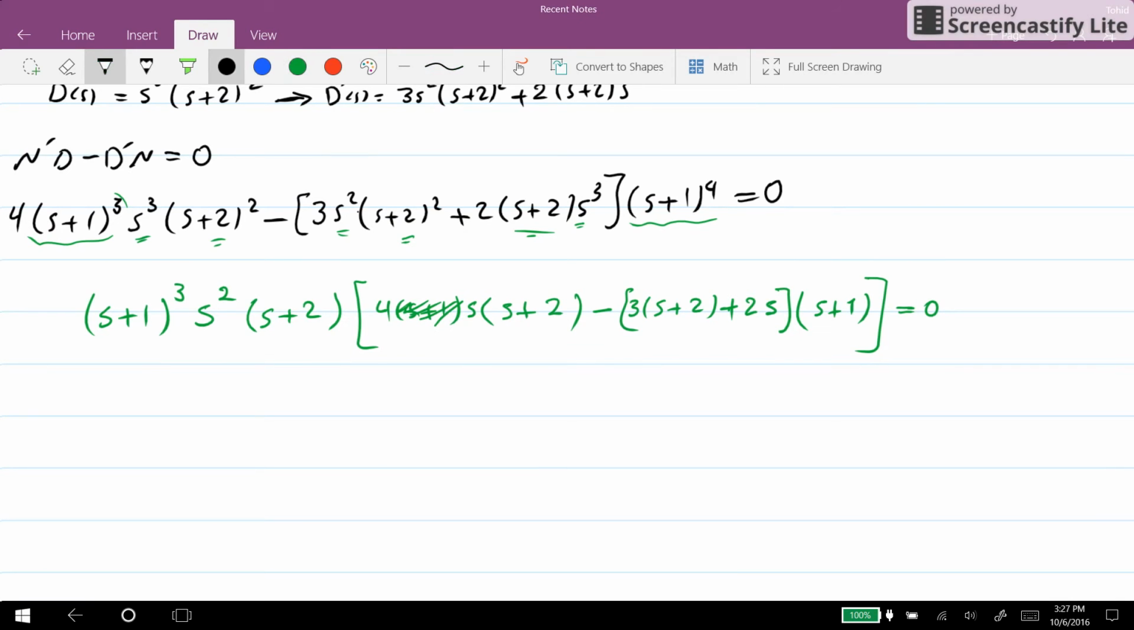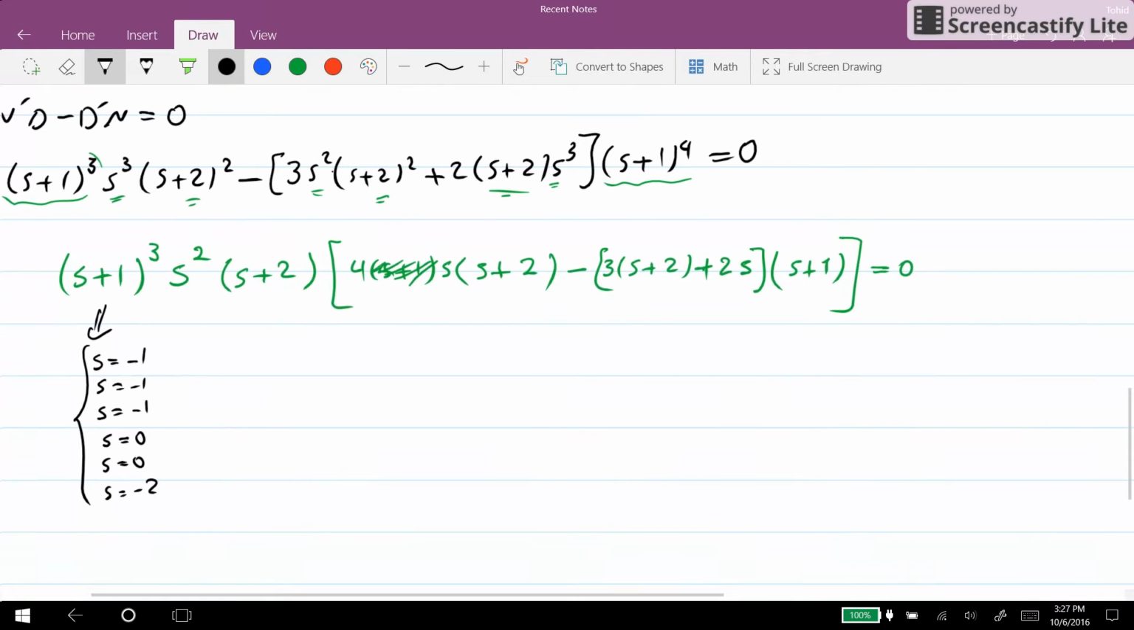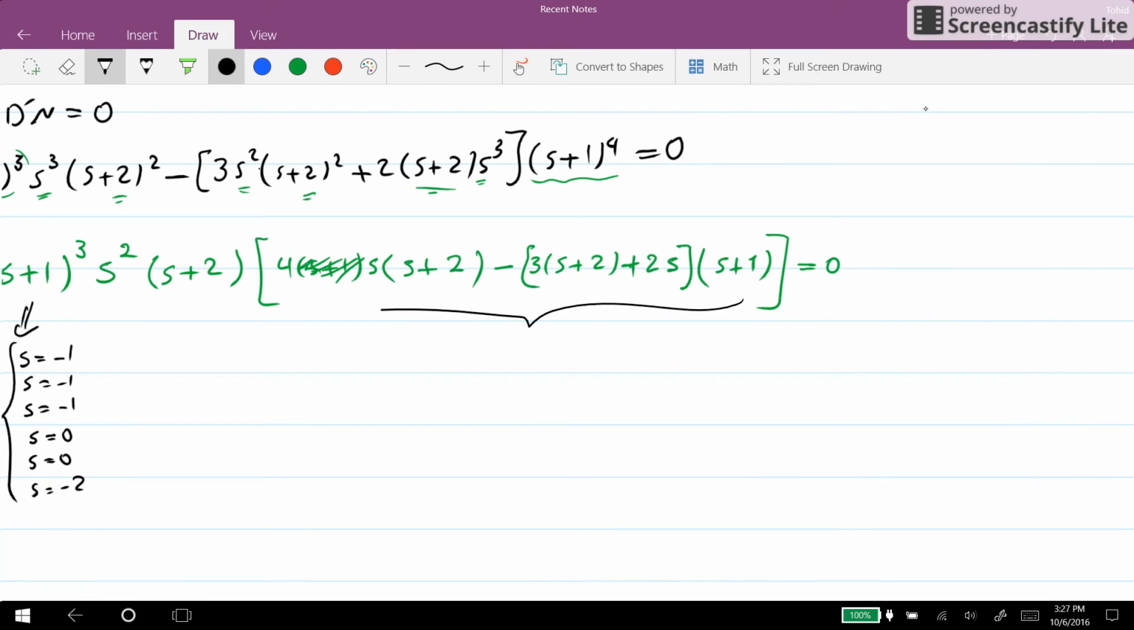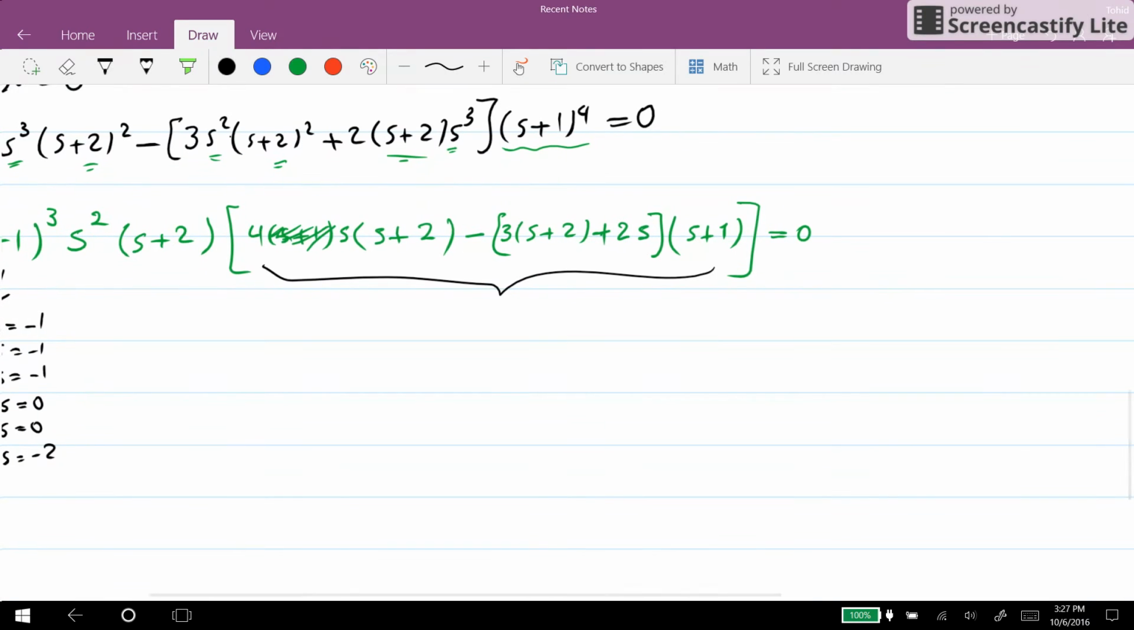So looking here, we have (s plus 1) to the power of 3 equal to 0. So s equal to minus 1 will appear 3 times. Then s squared equals 0, s equal to 0 will appear 2 times, and s equal to minus 2. These are the roots of the m prime d minus d prime n equal to 0. And we have this term here as well. Let's see what is the root that we get for this term inside the bracket.